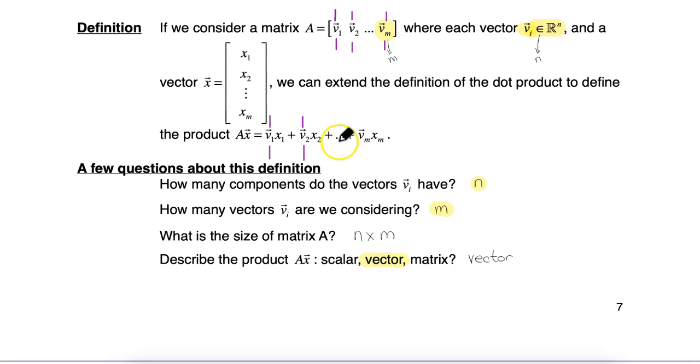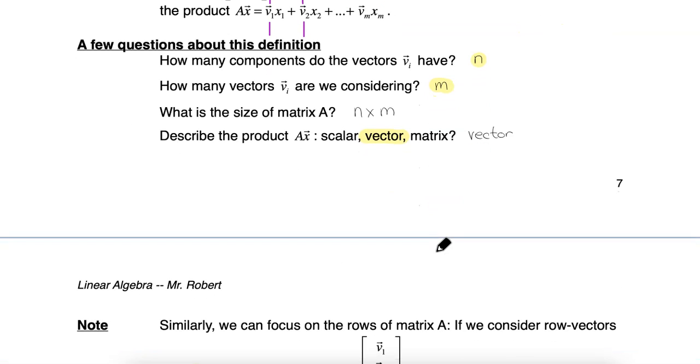And we can see here V1 is a vector that I multiply with a scalar. So it's going to give me a vector. And this is going to give me a vector, and so on and so on. So if I add vectors together, I will get a vector. You can say that a vector is a matrix, so this is true too, but really it's much more precise to answer that it's a vector. It's a column vector.